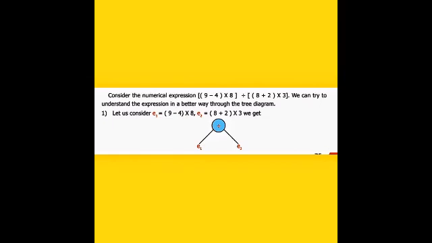Okay, from this, what is the expression here? What operation is used here? In between we have a division. So division in the circle, and we have two hands. Those two hands have the expressions E1 and E2. This is the first tree diagram.